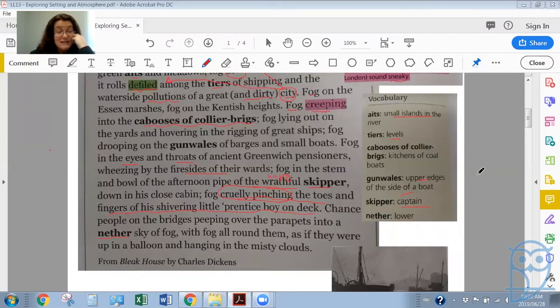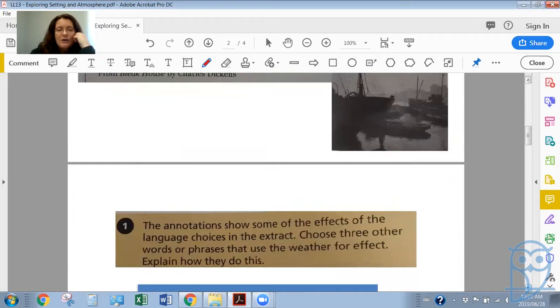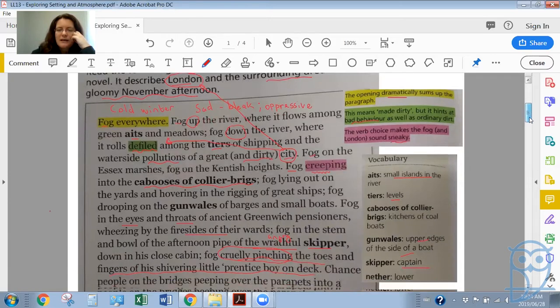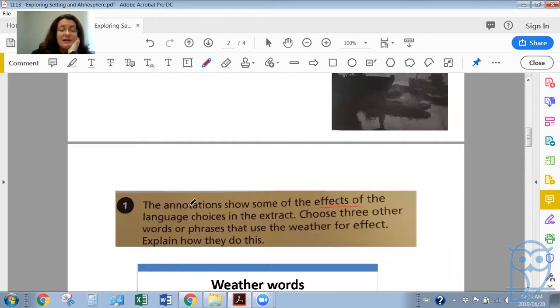Okay, now let's look a little bit further down, and there's a little picture that you would have in your student book of this setting. Those annotations we read through, the annotations about dramatic opening, the verb defiled and sneaky or creeping, all say these annotations show some of the effects of the language choices in the extract. Choose 3 other words or phrases that use the weather for effect and explain how they do this.